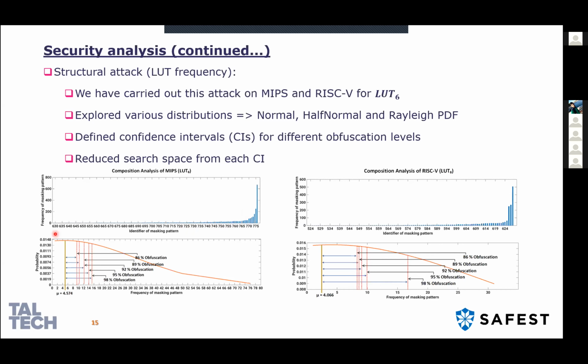So we can analyze that there are some unique masking patterns, but most of them are repeated many times. On the other hand, we can analyze the same behavior for RISC-V, and it also has an interesting value, more than 500.